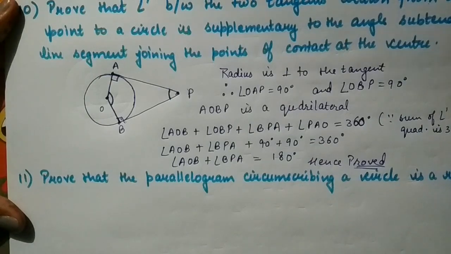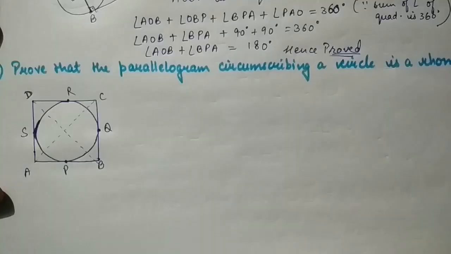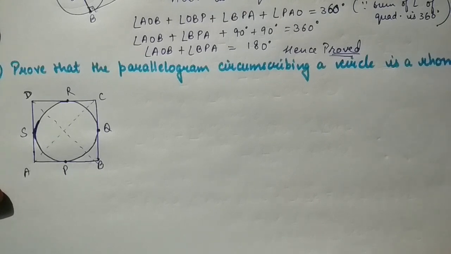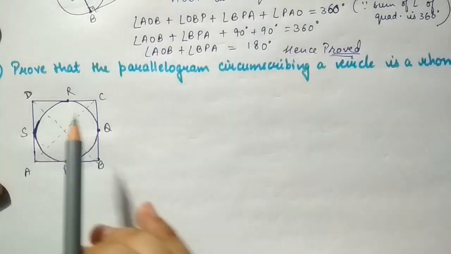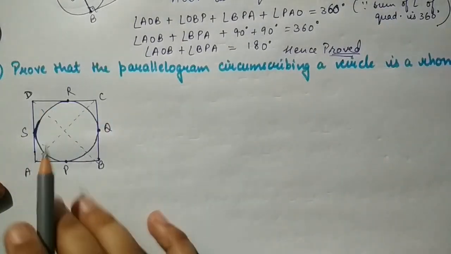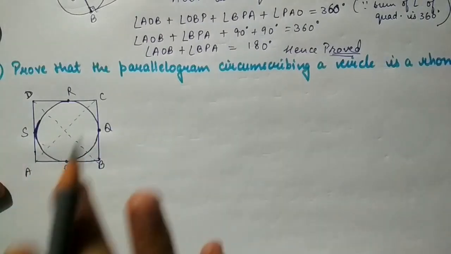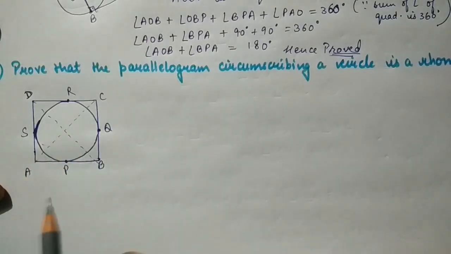Now let us see the next question. Prove that a parallelogram circumscribing a circle is a rhombus. A parallelogram circumscribing a circle means a circle is drawn inside the parallelogram, and we have to prove that this parallelogram ABCD is a rhombus. So you know that all the sides of a rhombus are equal. That is what we need to prove.